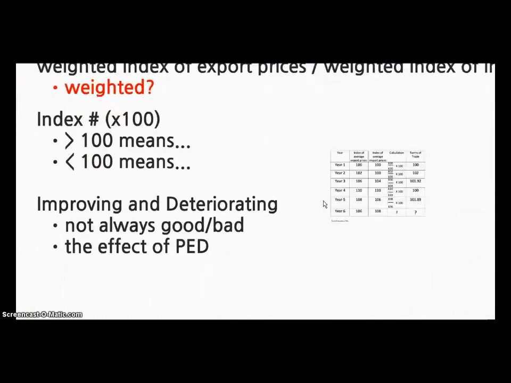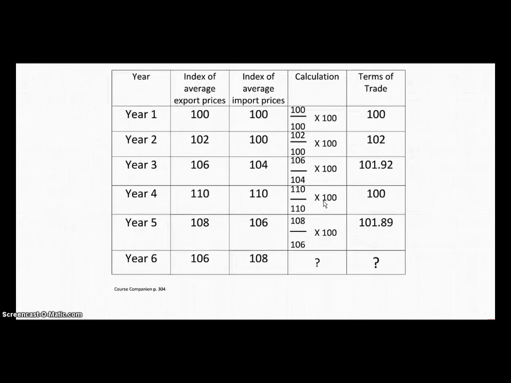Okay, let's look at a quick example of how this is going to work out. So in year one, we take our two indexes and we start them at 100. So obviously your terms of trade in the first year are going to be 100.